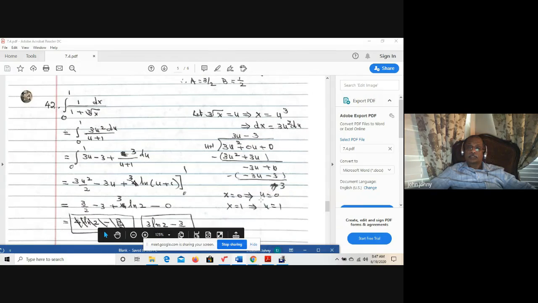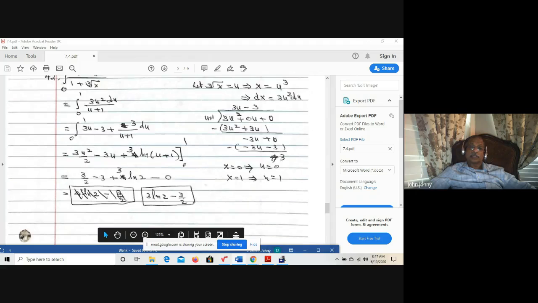x is equal to 0 means u is 0. x is equal to 1 means u is equal to 1, because cube root of 1 is 1. So u varies from 0 to 1. Substitute the limit. 3 times 1/2 minus 3 plus 3 natural log of 1 plus 1, 2. When you substitute the lower limit, it becomes 0. So it is 3 natural log of 2 minus 3 over 2. And that is the answer.